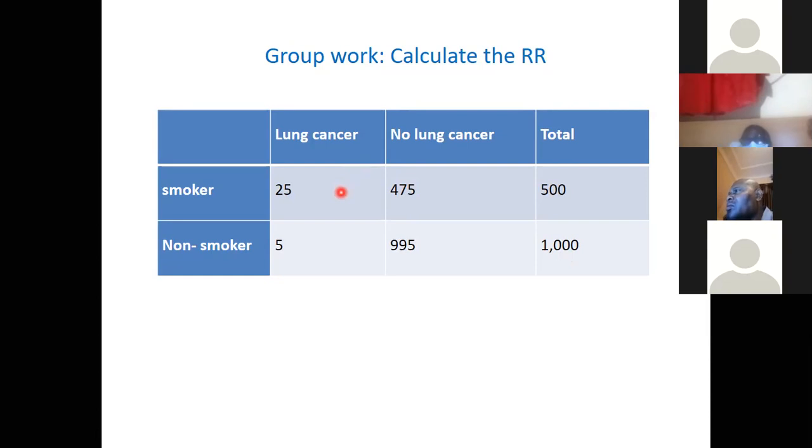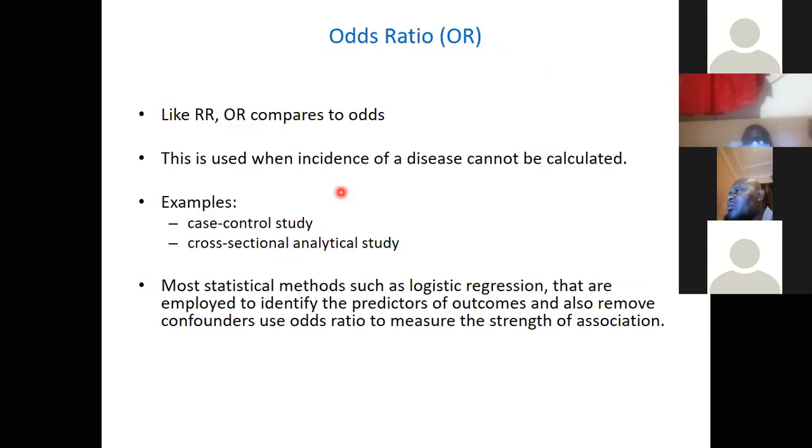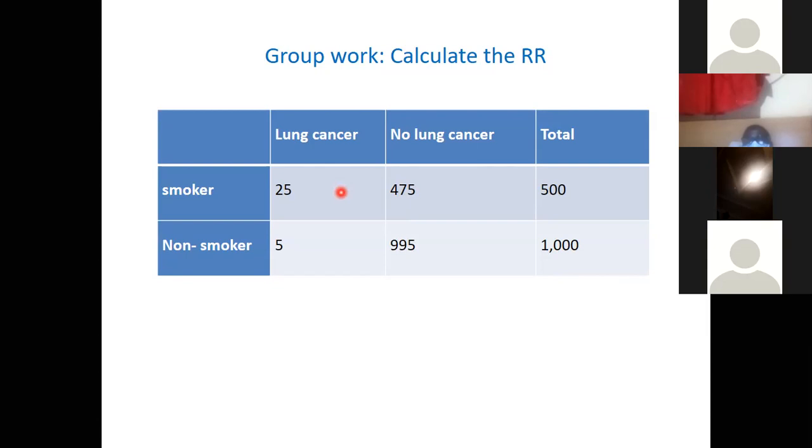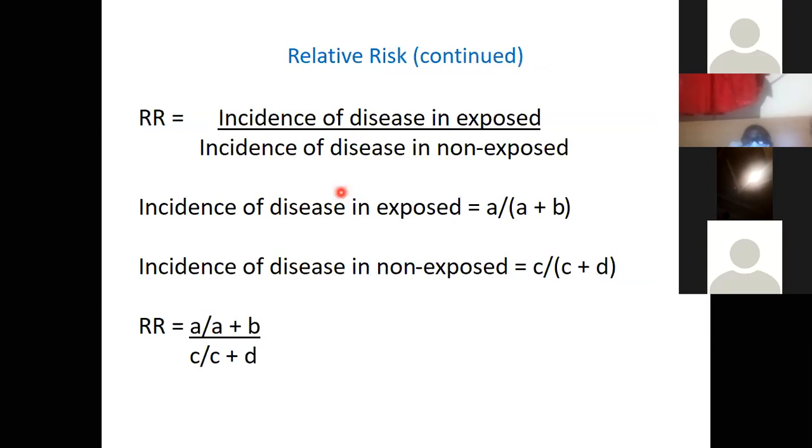It's all about division. So the risk is very simple now. The smokers, 25 people have 25 over 500. That is the risk. 25 over 500, that is the risk among the smokers. The 5 over 1,000 is the risk among the non-smokers. And that is why they say the relative risk is the incidence, the risk among the smokers.